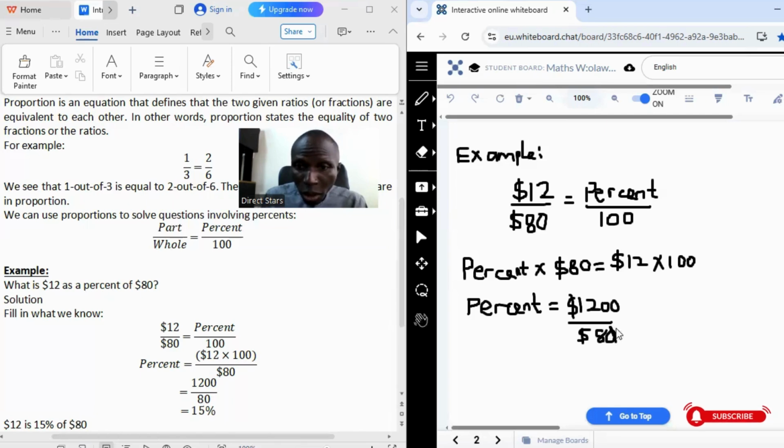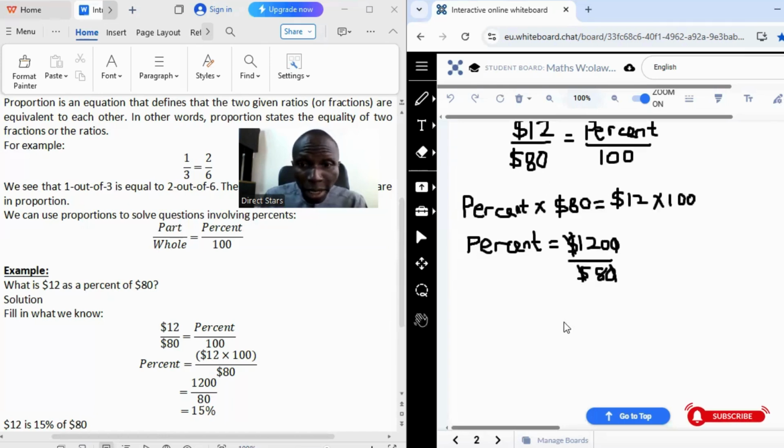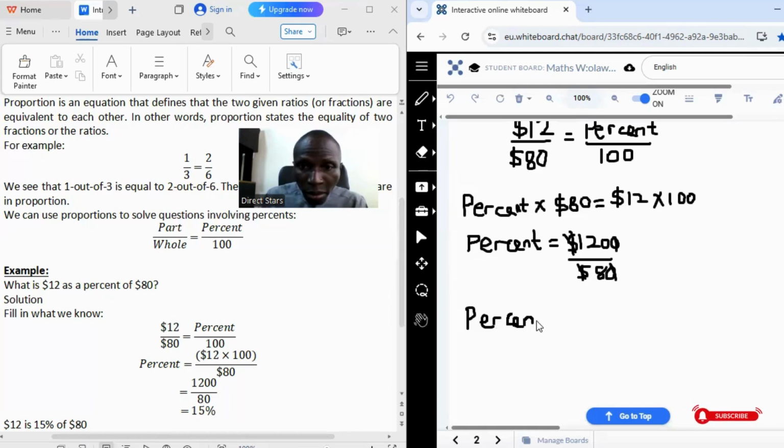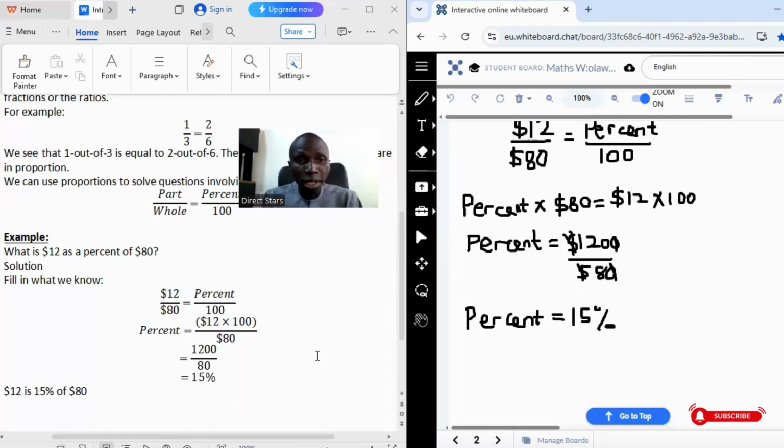From here, 0 will take up 0, then dollars will take up dollars. So we have 120 divided by 8 to be 15. So we're going to have the percent to be 15%. So $12 is 15% of $80.